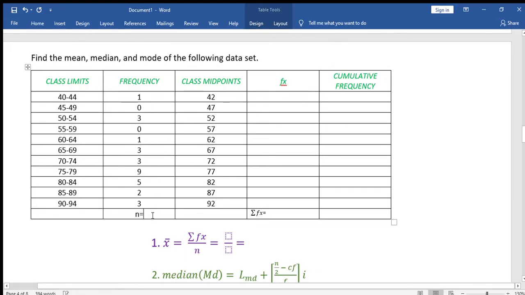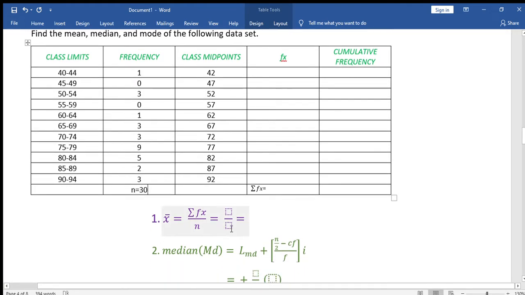Now, we are going to find your n. Your n refers to the total of the frequencies. Just add them. We have 1 plus 0 is 1, then 4, 5, 8, 11, 20, 25, 27, 30. So it's equal to 30. So n is equal to 30. Using the formula, we put here that n is equal to 30. Then next, we need to find the summation of fx, the numerator here.